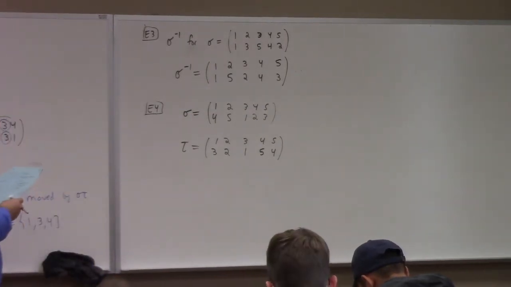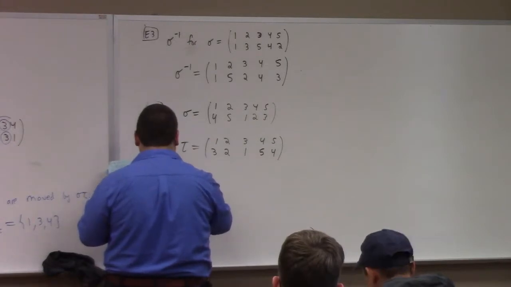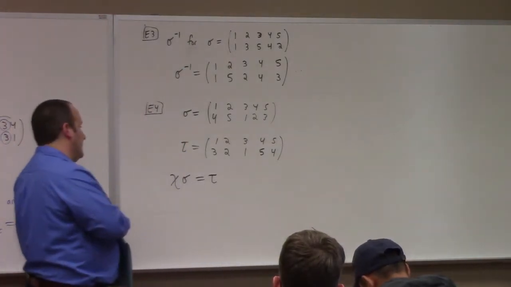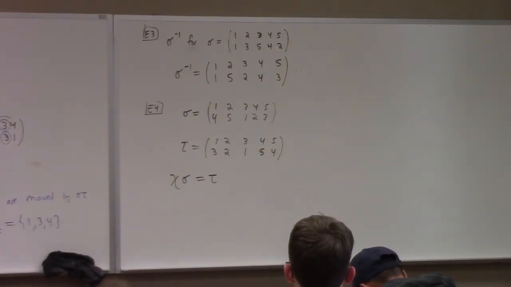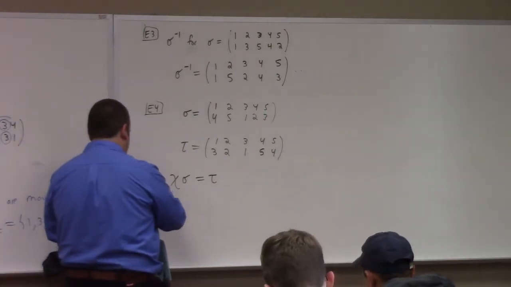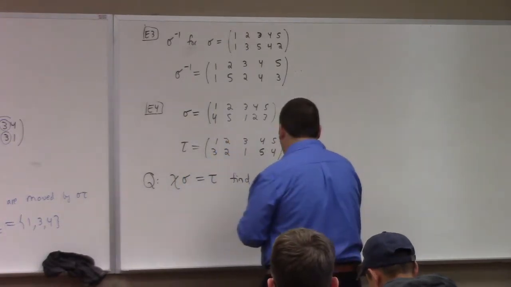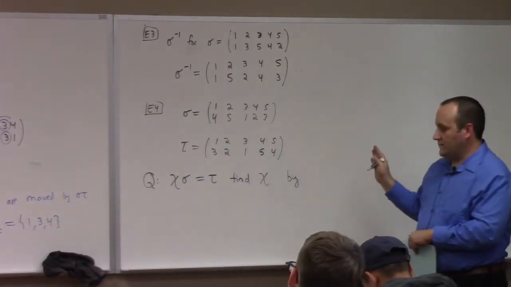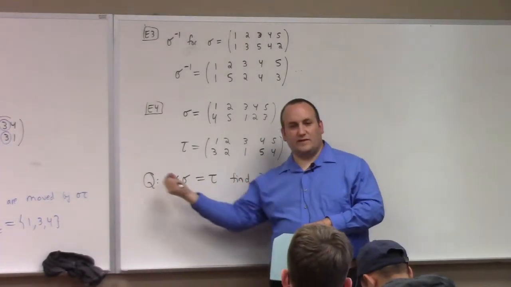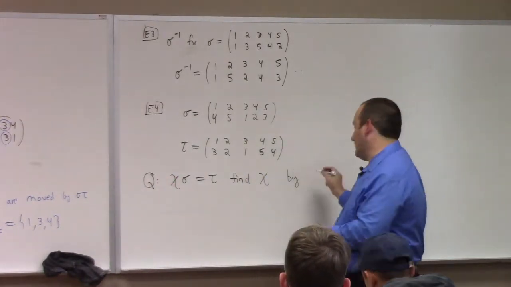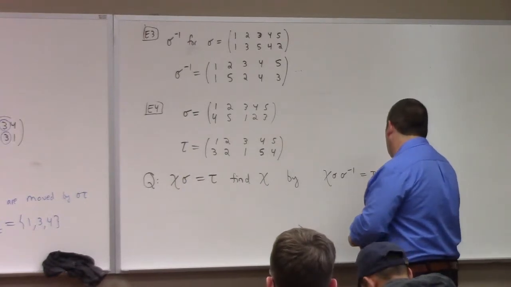And then the problem here, this is from page 57 of Nicholson, is to find chi such that chi sigma equals tau. How do you find such a permutation? So the sigma inverse and then stick it on there on both sides. Which side does sigma inverse need to go on? It matters, right? On the right side. Function composition does not commute, so it's important we do it in this order.